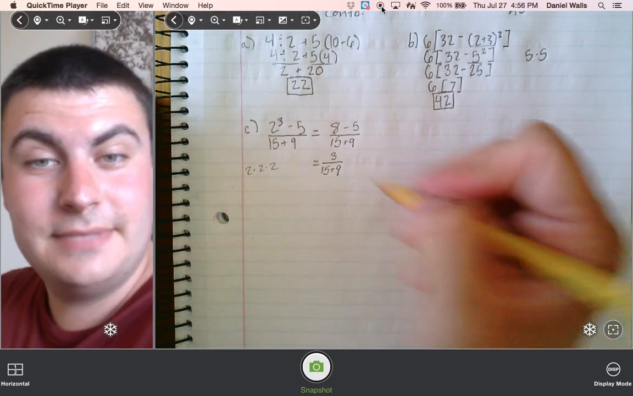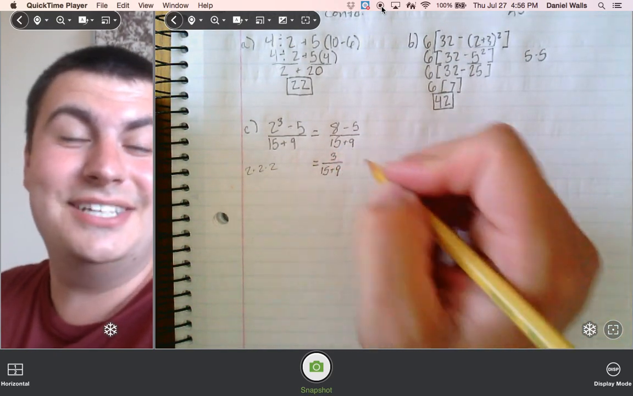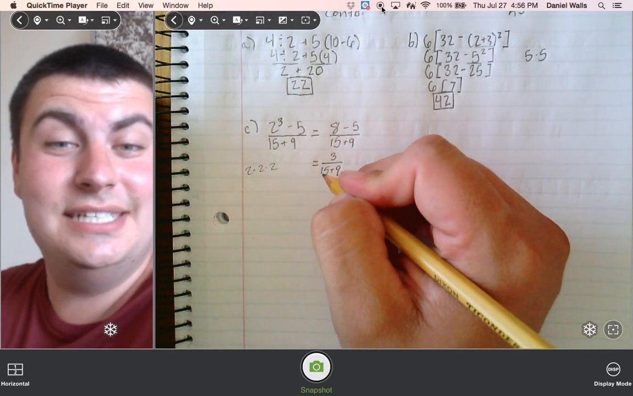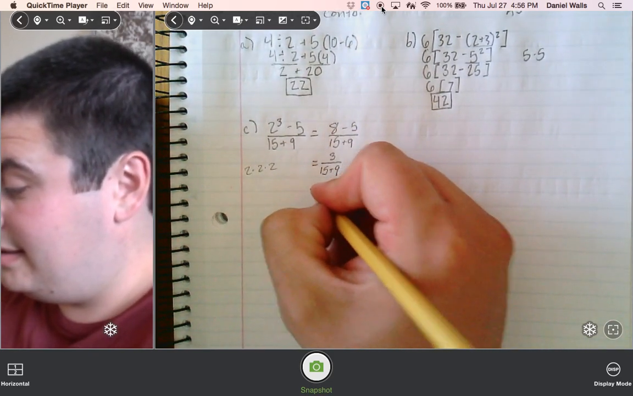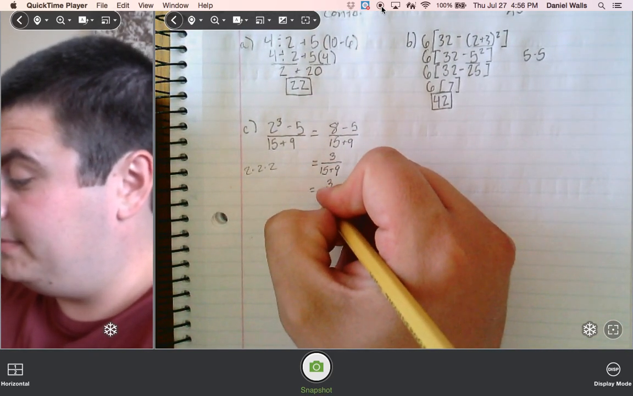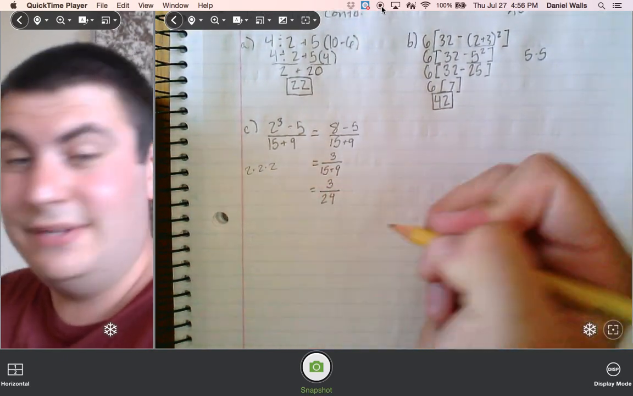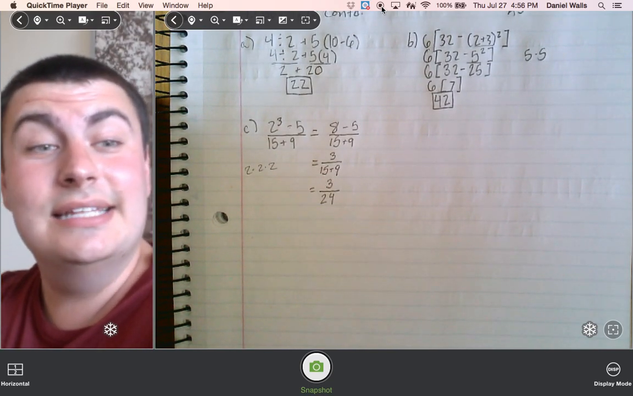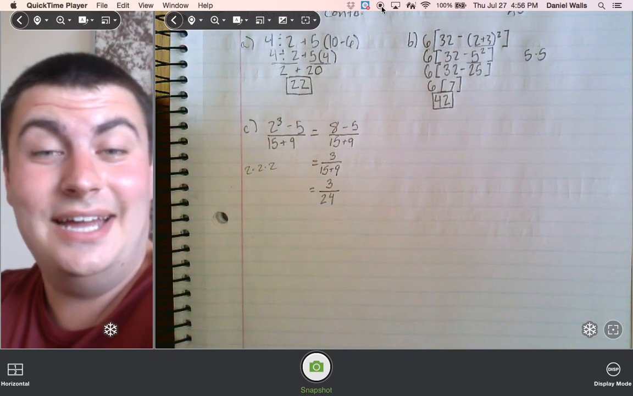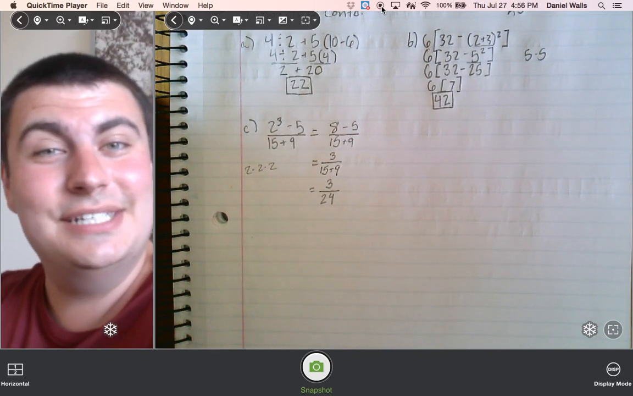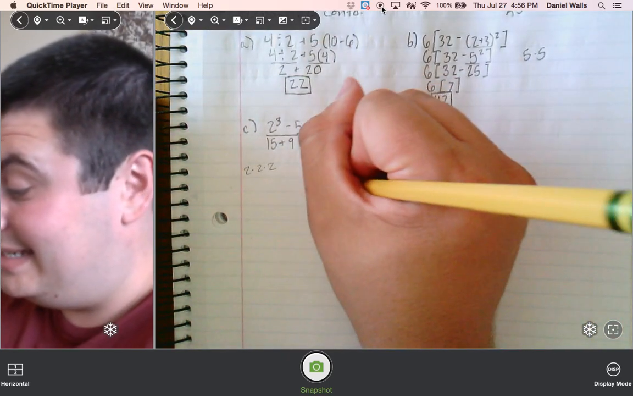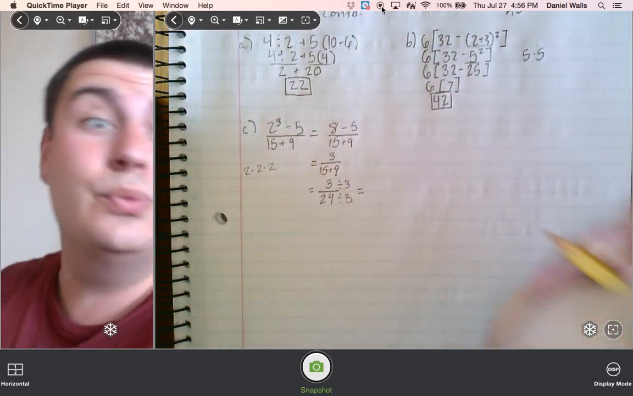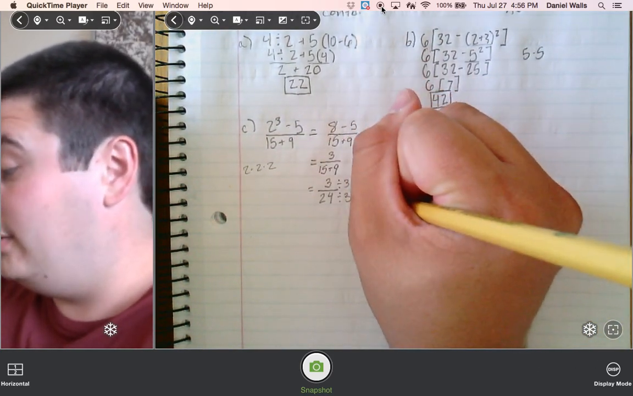Now that the top of my fraction is a constant in itself, it's just 3, I'm going to look at the denominator. So 15 plus 9 is going to be 3 over 15 plus 9, which is 24. Now, all the time with fractions, we have to check: is it possible to reduce? Is there a factor of 3 and 24 that we can divide both by? Yes. We're going to divide both by 3, leaving us with 1 over 8.